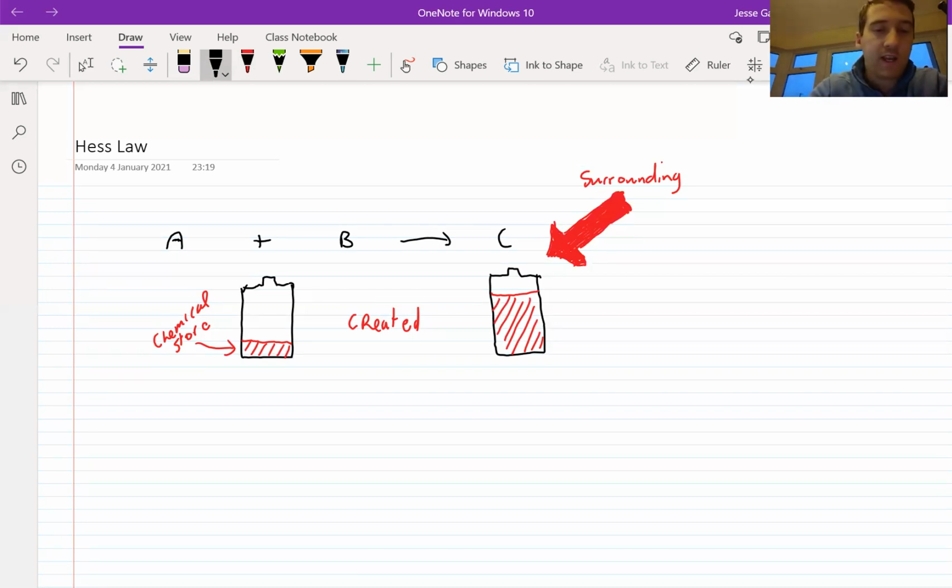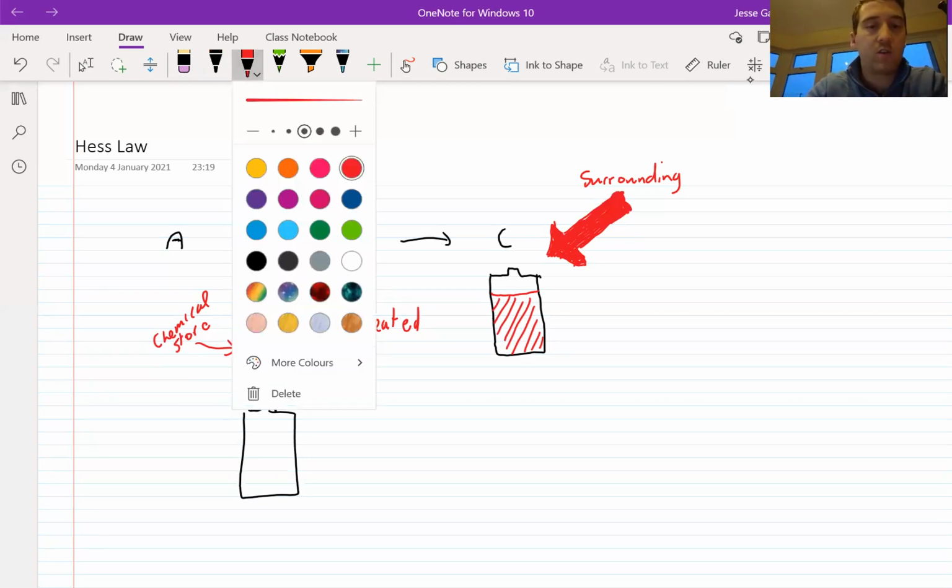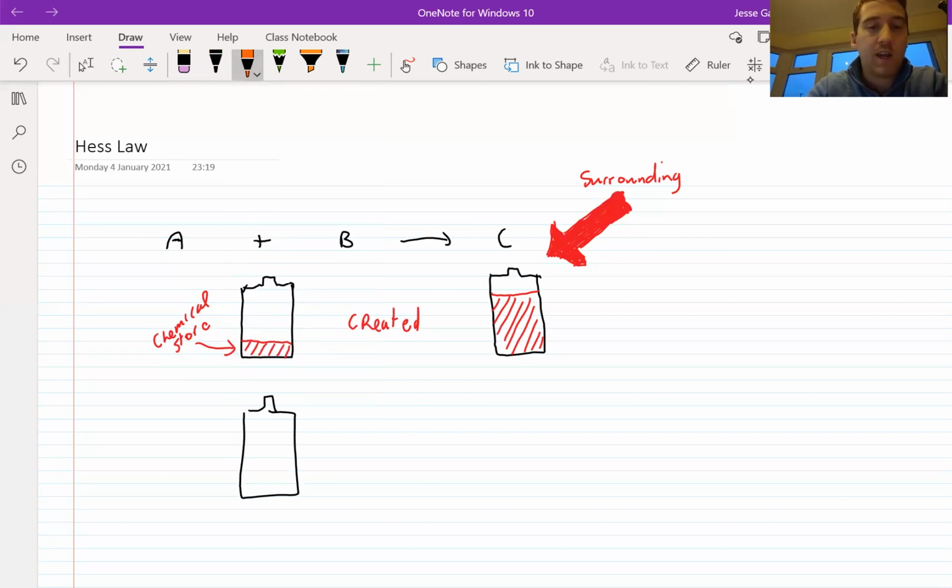Similarly, if we take our reaction, and this time we consider a reaction where the reactants are storing a lot of energy. This time, I'm just going to change the color here. I'm going to choose orange. This time, A and B store a lot of energy, like this. And C stores a lot less energy.